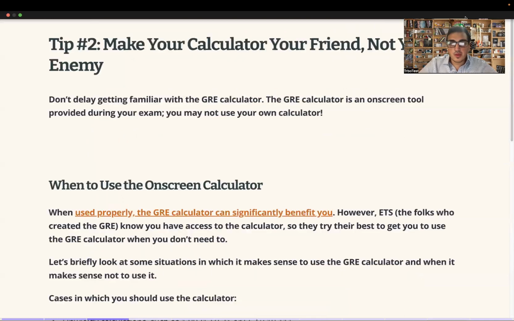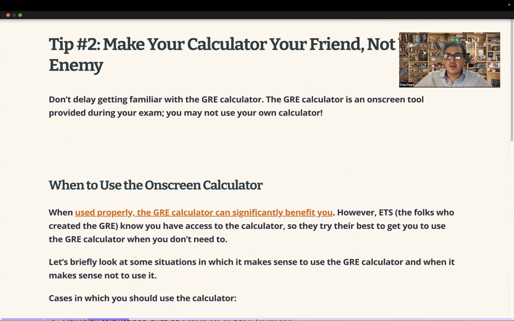Tip number 2, make the calculator your friend, not your enemy. This is very, very important. Don't delay getting familiar with the GRE calculator. The GRE calculator is an on-screen tool provided during your exam. You may not bring or use your own calculator.